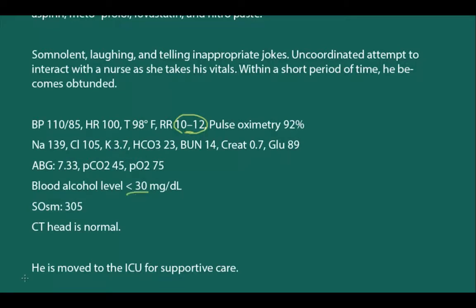Okay, pH 7.33, PCO2 45, bicarb 23. Now expected PCO2 is 23 plus 15 is 38. And anion gap is 9. Go ahead and calculate that.